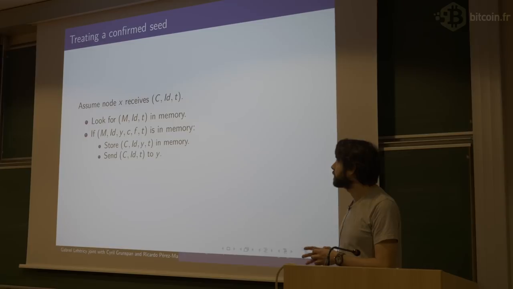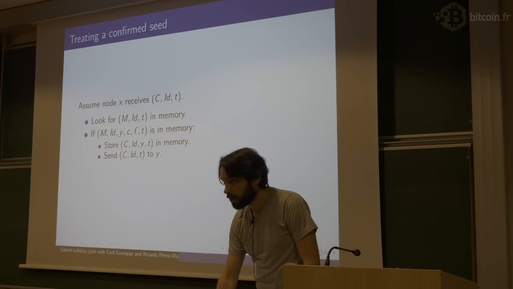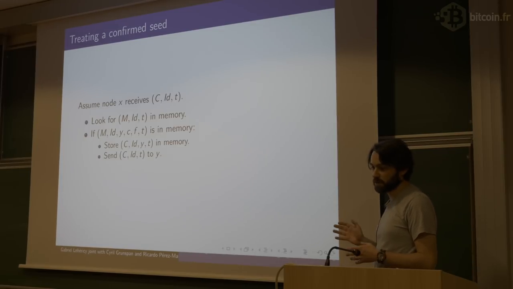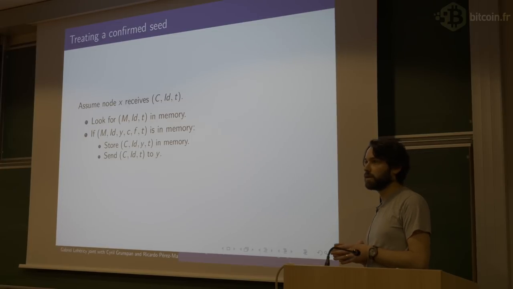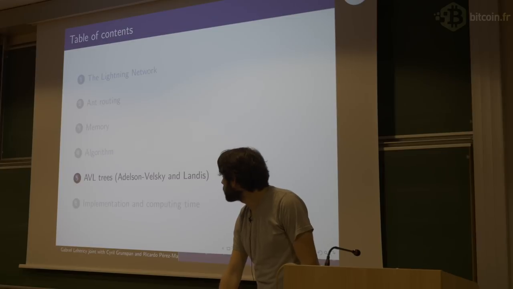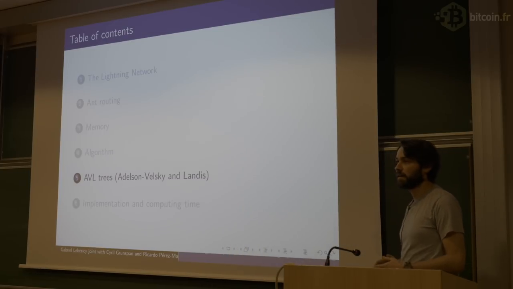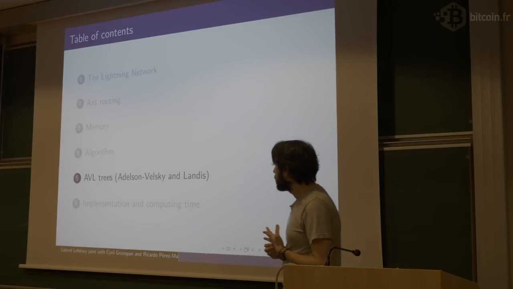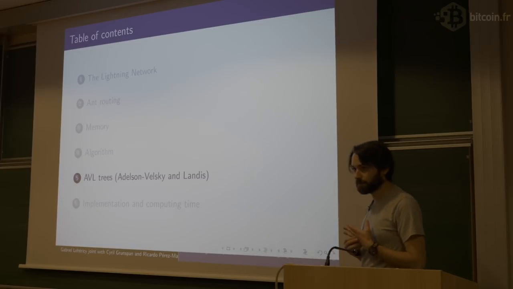So this is now how the unfruiting works. Now, how can we implement this? As you just saw, the main task of Node is to perform a bunch of lookups and insertions in memory. So we want a data structure which allows for fast lookup and fast insertion. And for this, we want to use AVL trees.